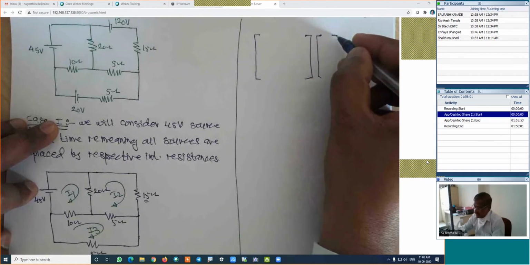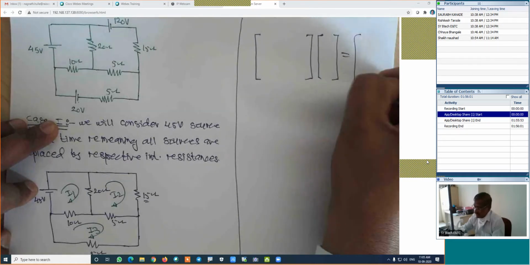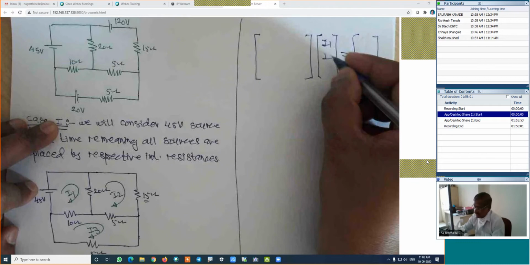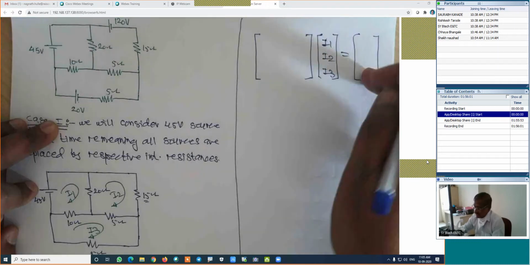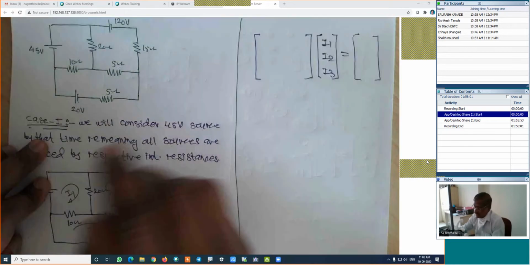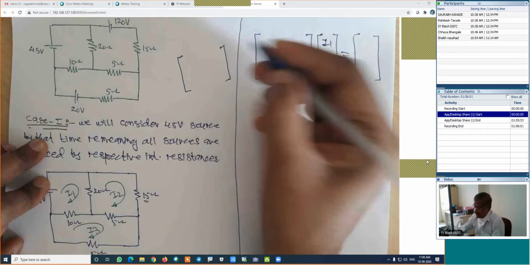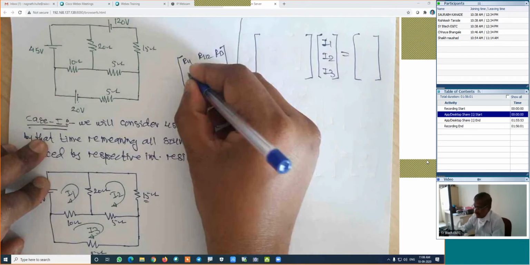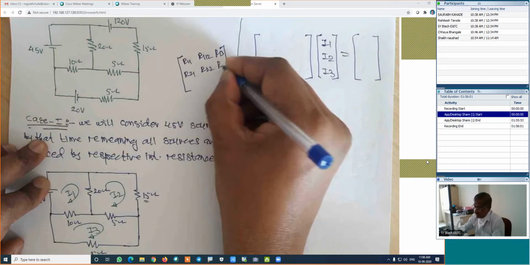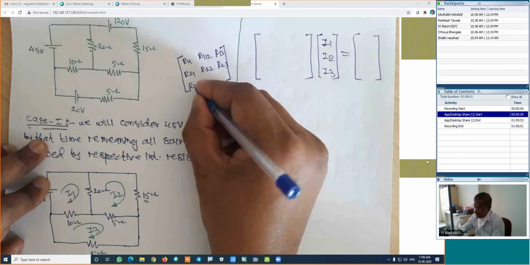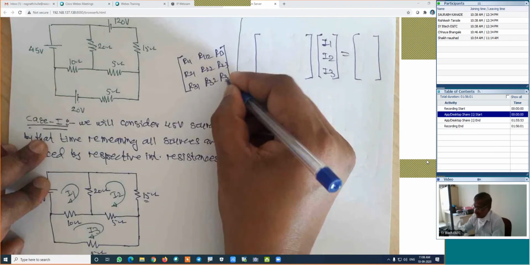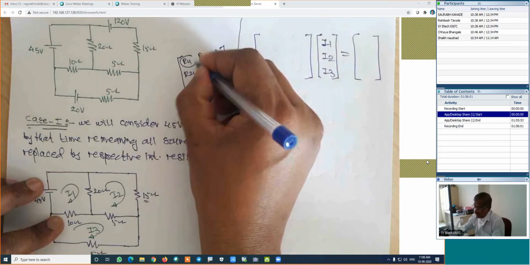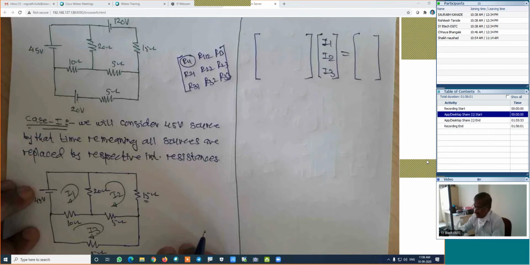Now look at how simple this method is. We will prepare this matrix directly. The first current is I1, the second current is I2, the third current is I3. These are the constants we will find out. But how is this matrix? I will draw it somewhere here. This matrix is R11, R12, R13, R21, R22, R23, R31, R32, and finally R33. It is something like this. First we will find out this R11. How much is the R11 for this case?